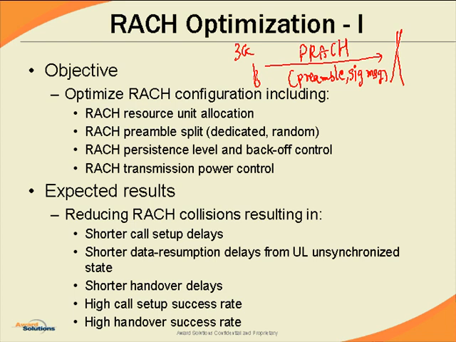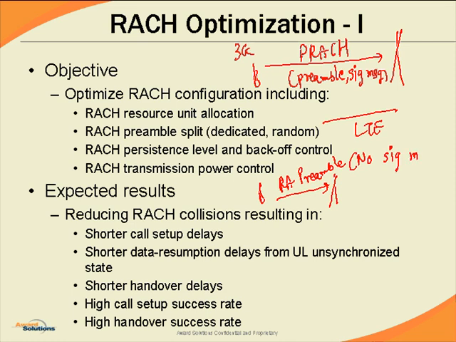However, in LTE, it is different. The only thing that goes over that random access channel is the random access preamble. There is no signaling message ever sent on that random access channel. The only thing that goes over the random access channel is the preamble. Much simpler. The only thing the eNodeB looks for is the preambles.